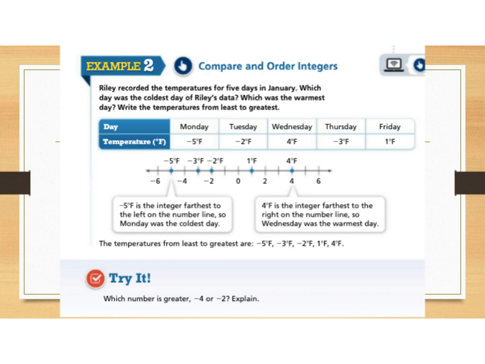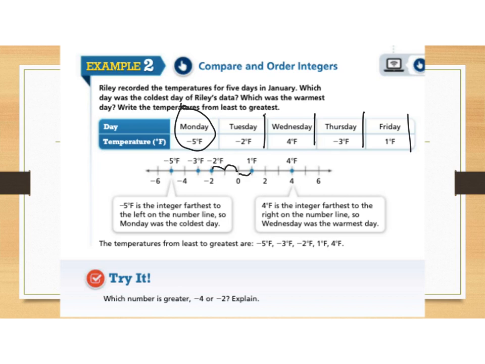So, looking at this chart, they tell us Monday is negative 5, Tuesday is negative 2, Wednesday's 4 degrees, Thursday's negative 3, and Friday is 1 degree. So they ask us to plot these on the number line. So we know that on our number line, we are counting up by ones because going from 0 to the first line is 1 degree. So if we're going to negative 5 for Monday, we have to go backwards 5 places. So we put our pencil on the 0.